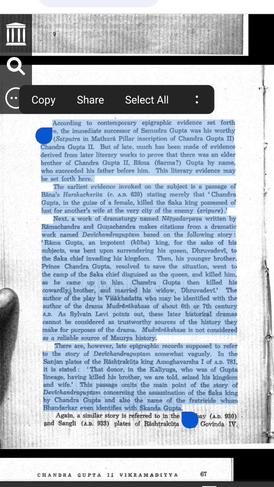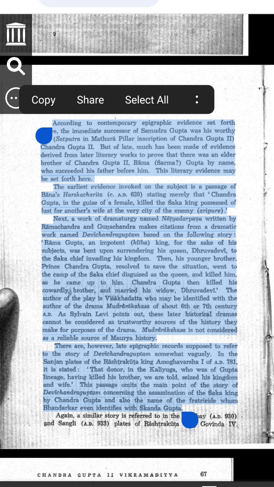1. Ramagupta was a weak king, and the Saka king attacked his kingdom. 2. To save his people, Ramagupta decided to surrender his wife, Queen Dhruvadevi, to the Saka king. 3. Chandragupta II, Ramagupta's younger brother, disguised himself as the queen and went to the enemy's camp. 4. Chandragupta II killed the Saka king when he came near. 5. Later, Chandragupta II killed Ramagupta for being a coward and married Dhruvadevi.